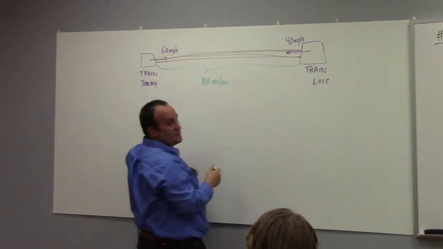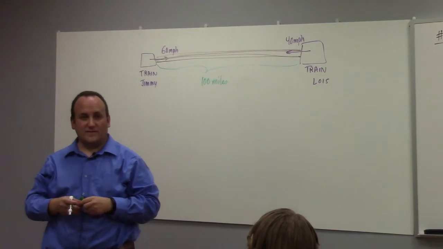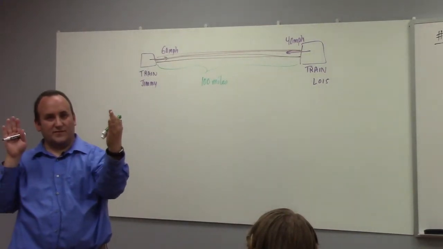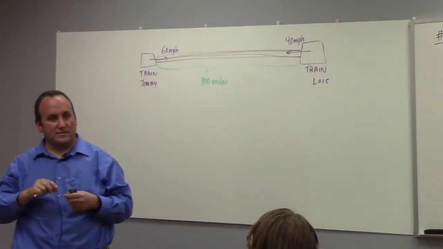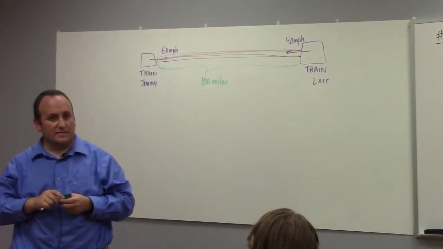How far did Superman fly? Because he's flying shorter and shorter trips each time, right? Because the trains are approaching. How far did Superman fly in this process? How would you do it? Any ideas?